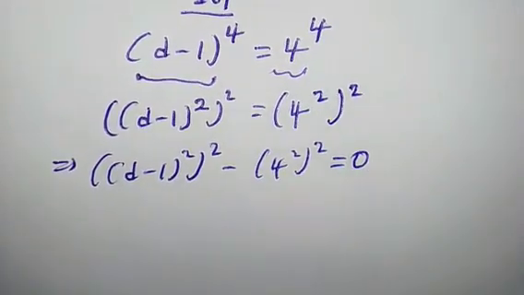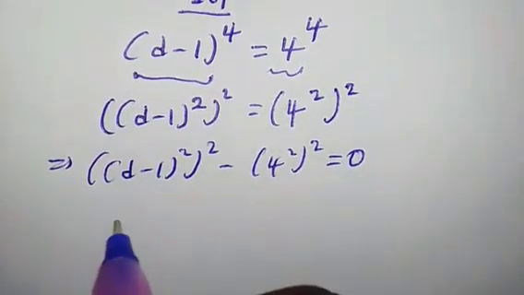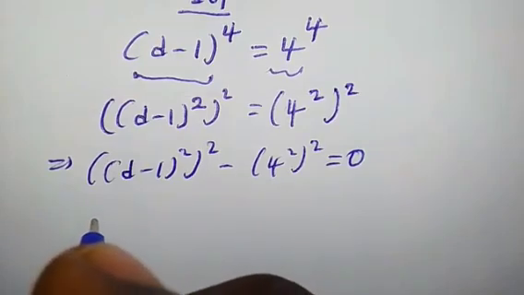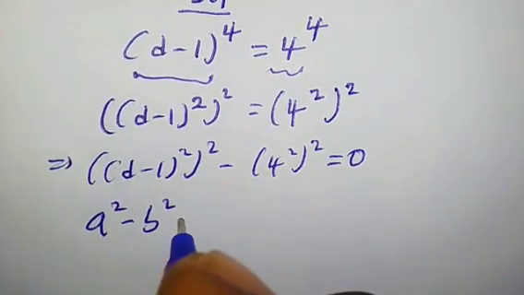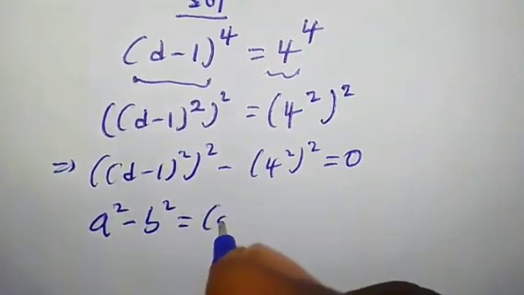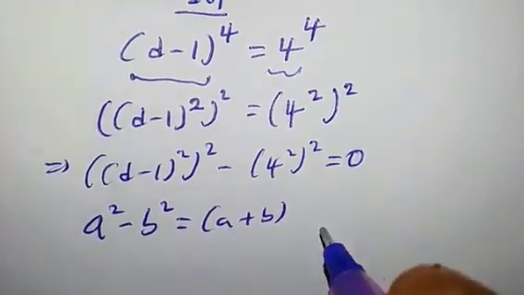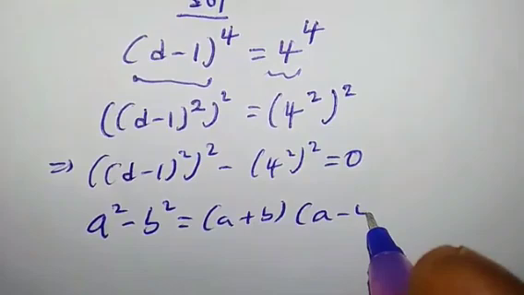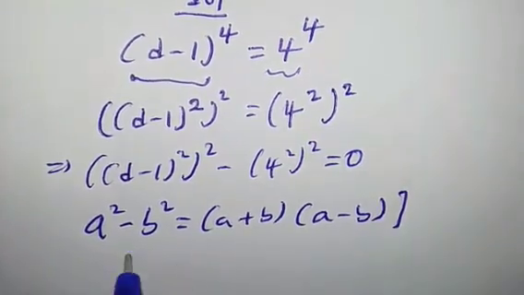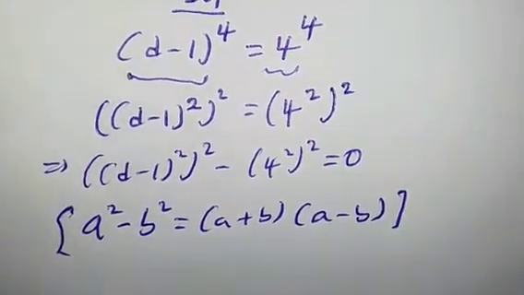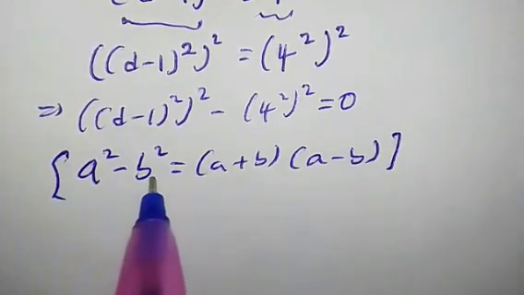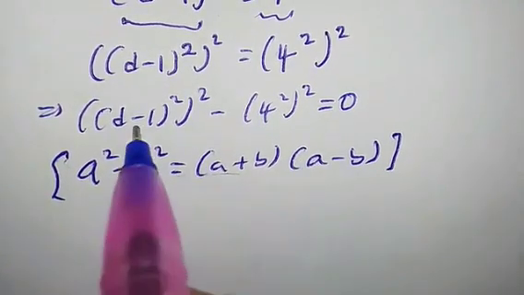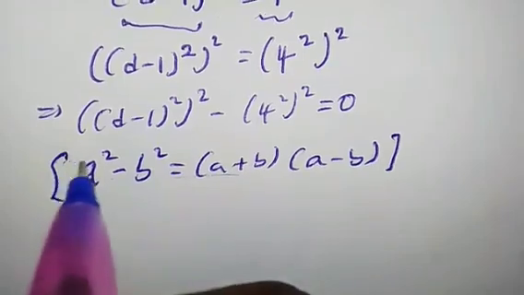At this stage, let us recall the difference of two squares. It says a^2 − b^2 is equal to (a + b)(a − b). Take note of this identity, very important. Now, let's apply this identity to the left hand side.